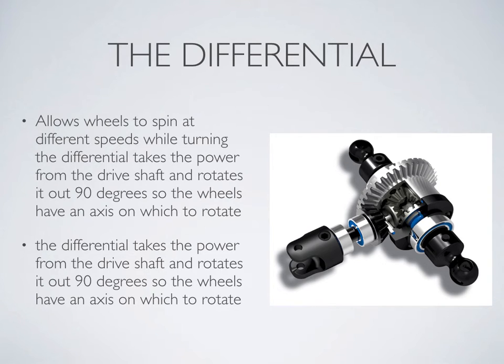The outside wheel has to take a longer path, so it has to travel at a faster speed than the inside wheel. So what a differential does, it slows down the inside wheel and speeds up the outside wheel. It also turns power 90 degrees out towards the wheels to give it an axis on which to rotate.